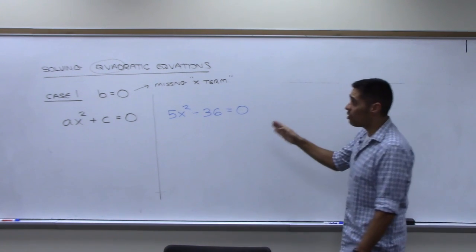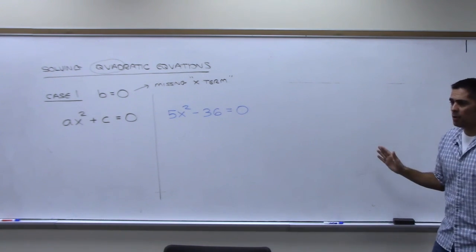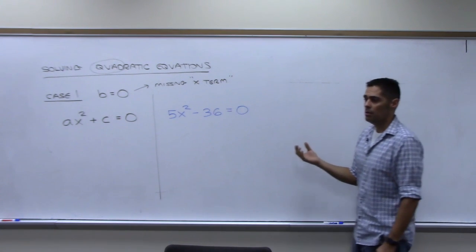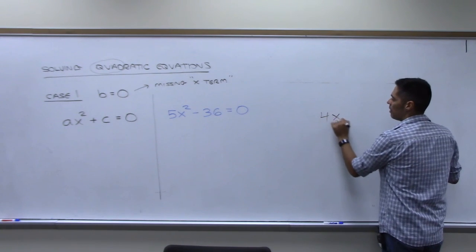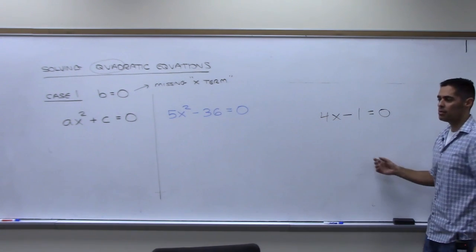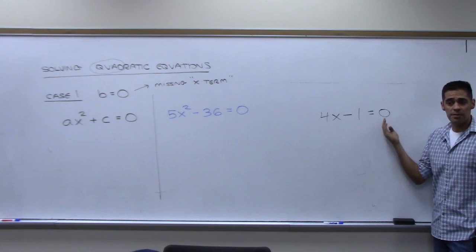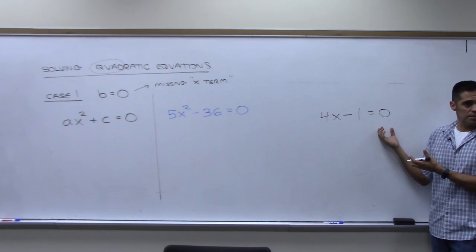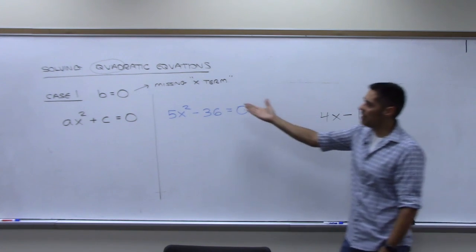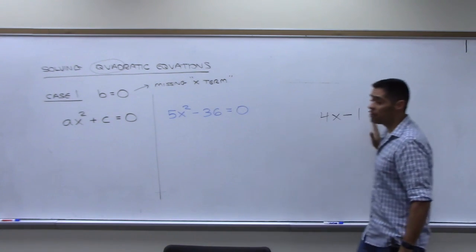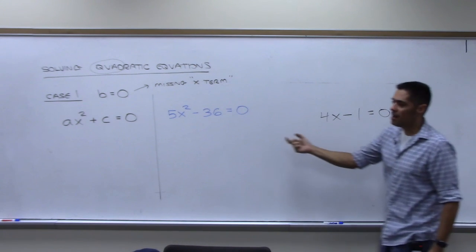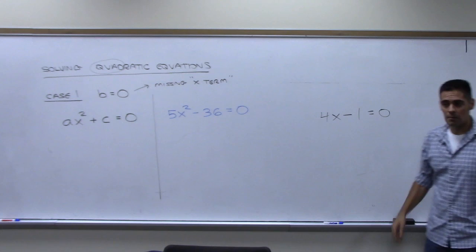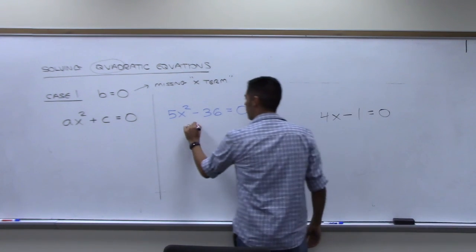Now, the way that we solve these is pretty straightforward. It's the same thing we did with linear equations. When we had a linear equation like this, how did we solve this? Add 1 to both sides, right? To get the 4x by itself, then we divide it by 4, right? That's what we did to solve this. When you have a missing x term, we're going to go through the same procedure as we did here. We're going to isolate this, get it by itself. So you would do what? Add 36 to both sides.